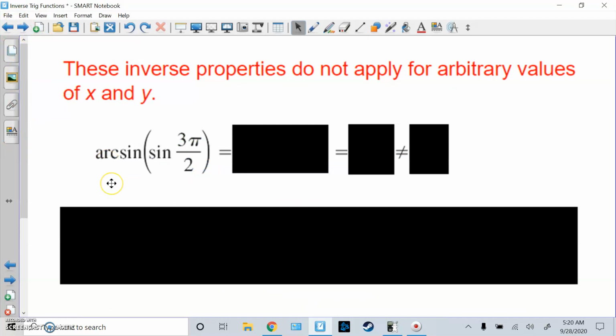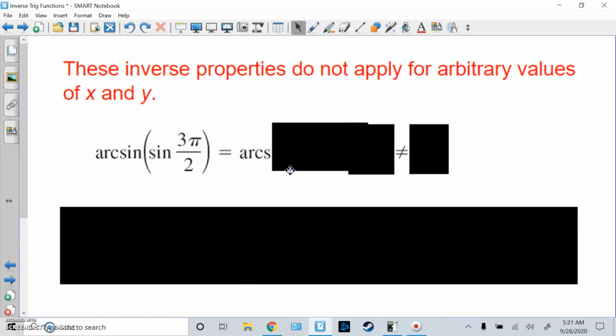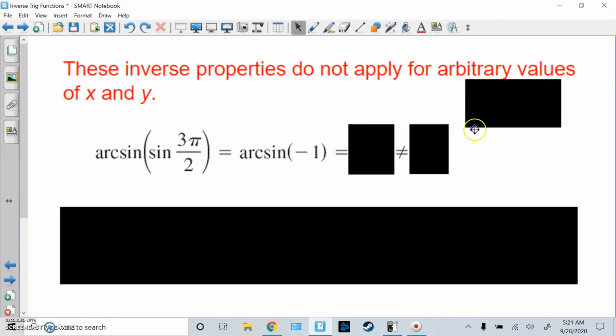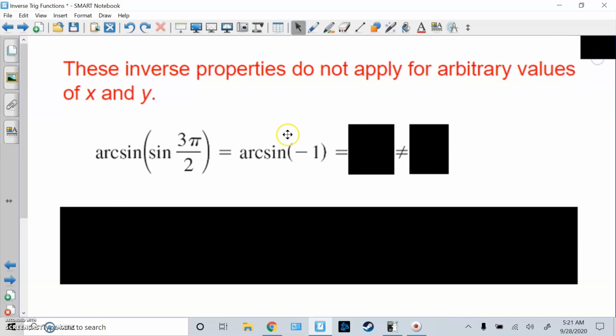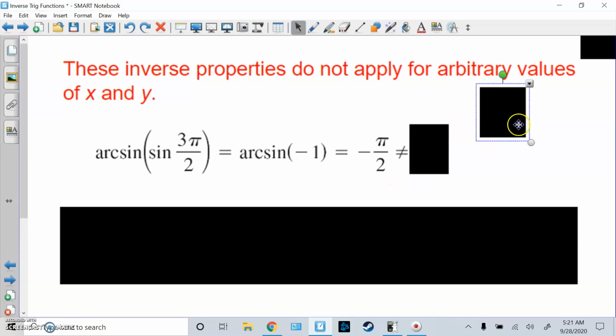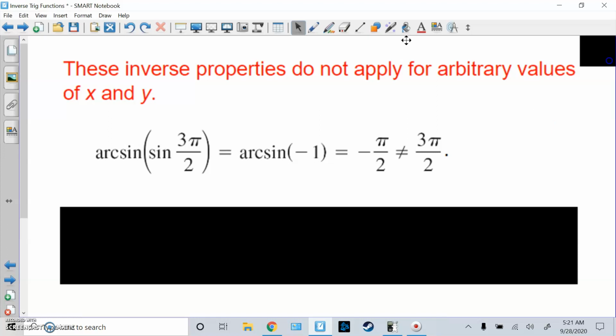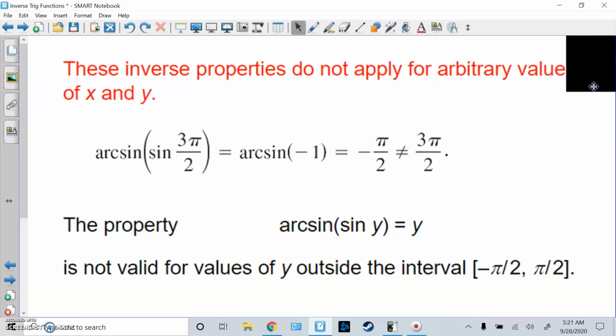So for example, let's try arc sine of sine of 3 pi over 2. Well, sine of 3 pi over 2, you know that is on the bottom, that is -1. So we can say this is now arc sine of -1. We replace sine 3 pi over 2 with -1. Now where's arc sine of -1? Well, arc sine is restricted, so that goes to negative pi over 2. Remember, arc sine is going from negative pi over 2 to positive pi over 2. So they're saying where's sine -1? Well, that's negative pi over 2. But that's not the same as the original problem. All right, so we'll have an issue. The property arc sine of sine of y equals y is not valid for values outside of this interval.